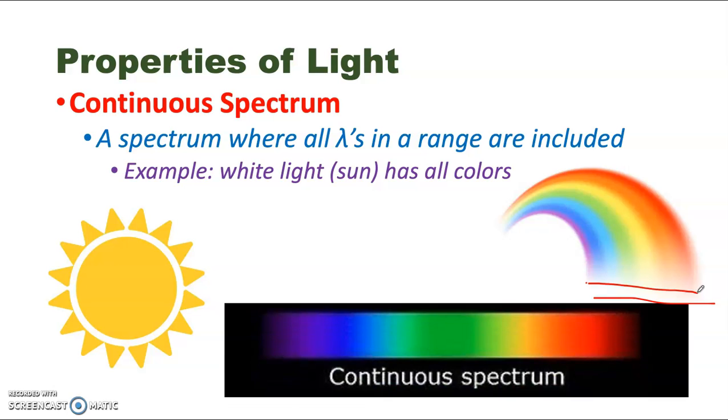Or if you look through a spectroscope, this is what a continuous spectrum would look like. All of the colors are there. There's no gaps in the light that I see. All wavelengths are present.